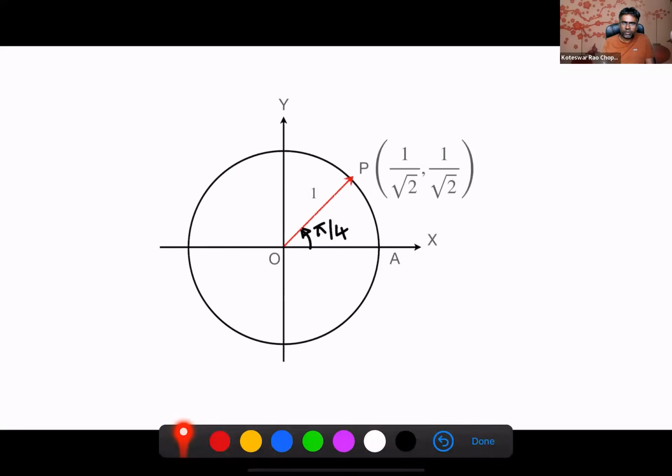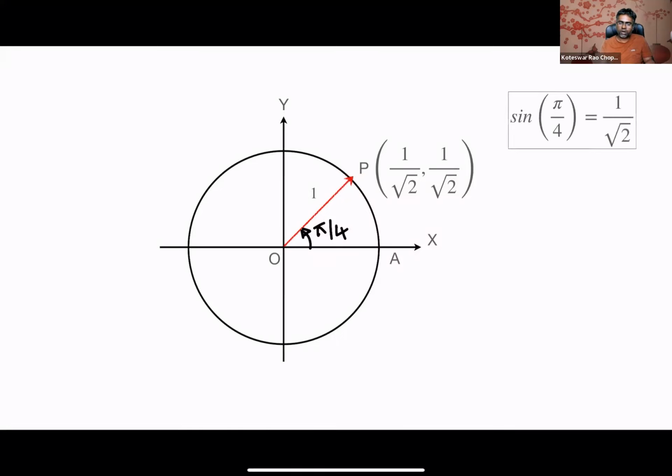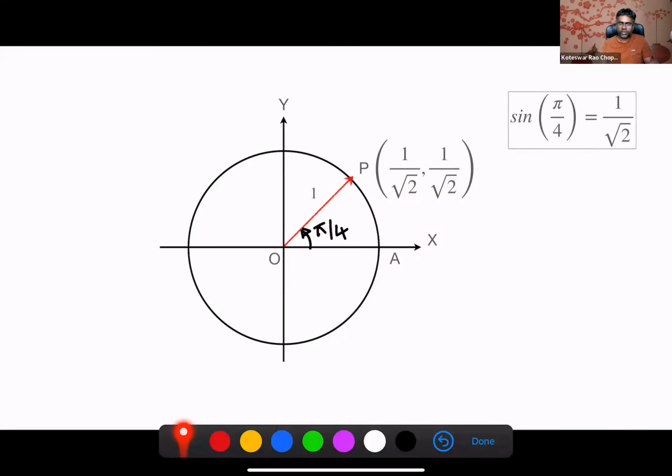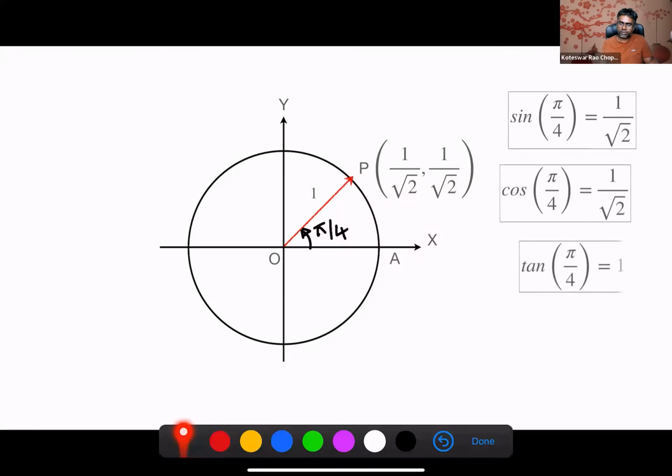Okay. And the next angle is pi by 4. But here, what I'm trying to do is I'm trying you to appreciate the fact that this cos and sine are basically the x and y coordinates as the point moves along the circle. So now we have reached 45 degrees, which in radians is pi by 4. Both the x coordinate and the y coordinate are equal to 1 by root 2. So your sine pi by 4 will be 1 by root 2. And then cos pi by 4 is 1 by root 2. And then tan pi by 4 is 1.